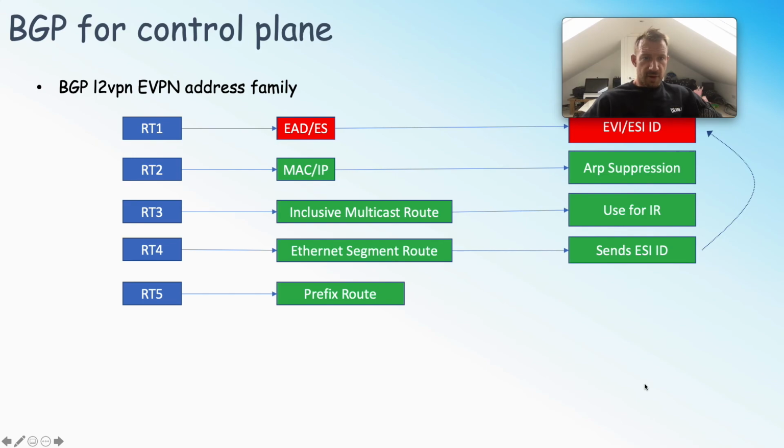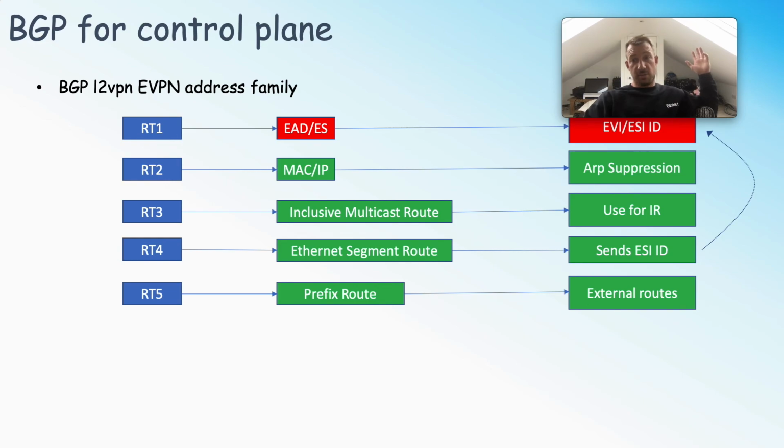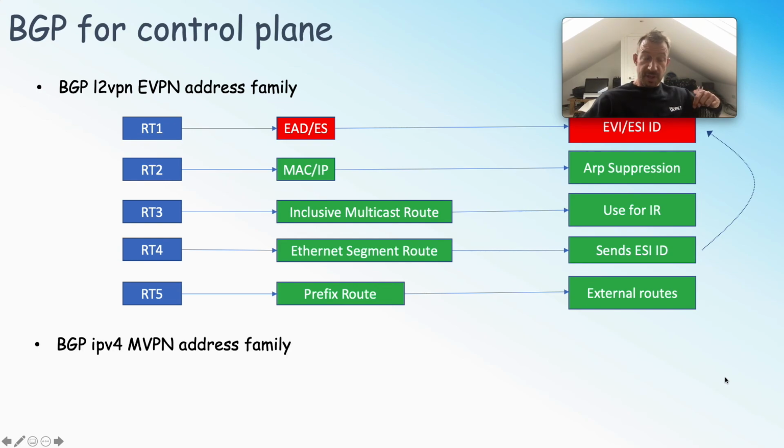And then we have a route type 5, which is a prefix route. These are our IP prefixes: when we have a border and we connect via EVPN, or we're redistributing connected subnets, then these create the route type 5s. All right, so that's kind of it for the EVPN address families. And then finally we have 2 more, and then we'll close. For BGP IPv4 MVPN, so it's the multicast, we have 2 that are of particular interest. We have the route type 5.